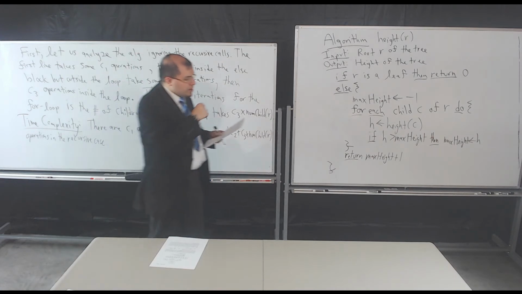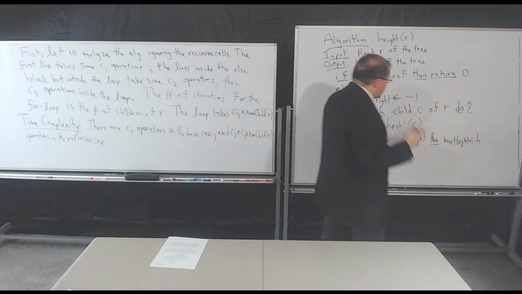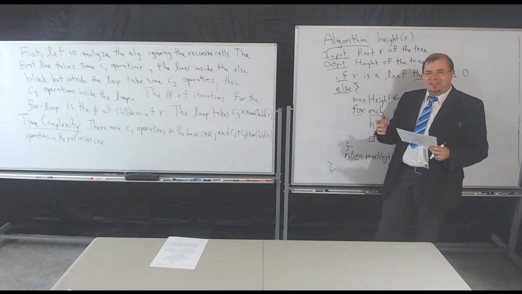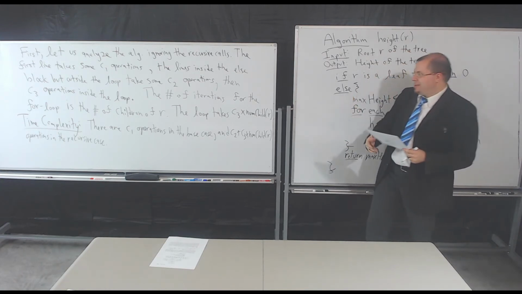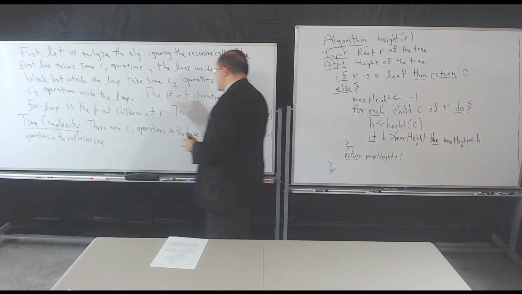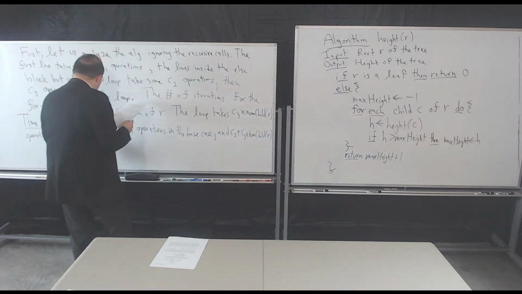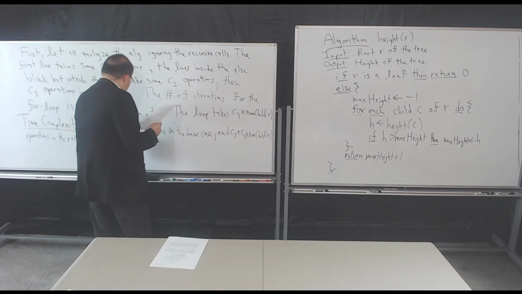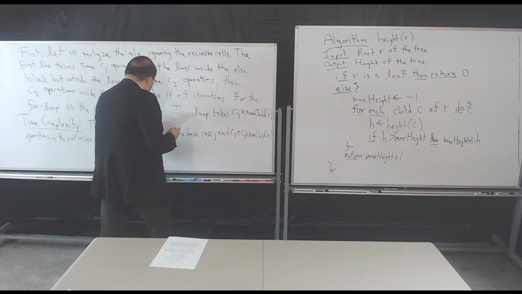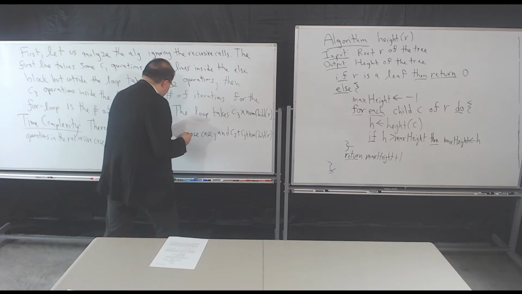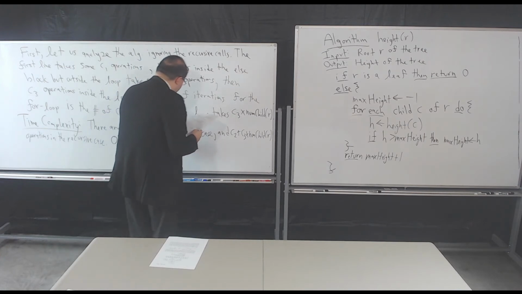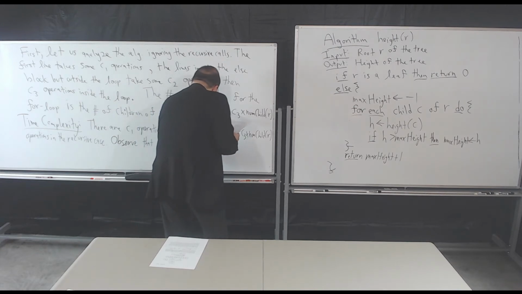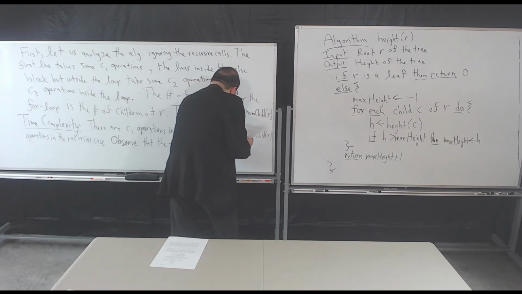I want you to notice that I don't call my recursion on a child twice, right? I only do it once per node. So observe that the number of calls is 1 per node.